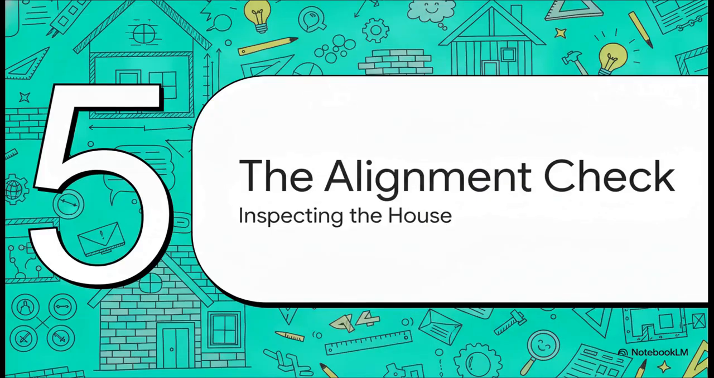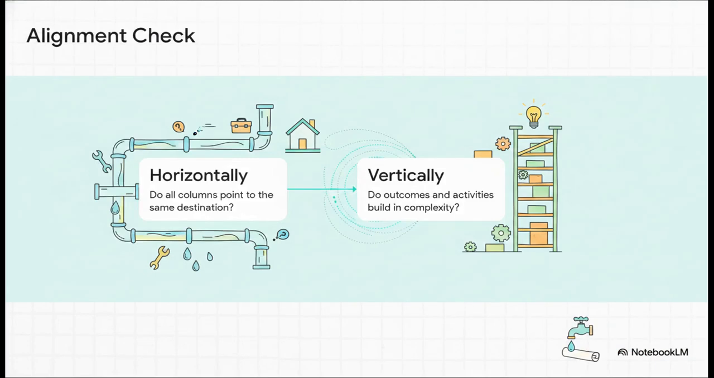Okay, but before you actually teach, you have to inspect the house you just built. Section 5, the ultimate alignment check, inspecting the house. Think of this as checking the plumbing and the wiring of your newly built house. First, read horizontally across every single row. Do all the columns point to the exact same destination? Does your assessment actually test the outcome promised in column 1? Then, read vertically. Do the outcomes and activities build logically in complexity as you move down the rows? You want to catch these leaks on paper long before the actual day of the session.